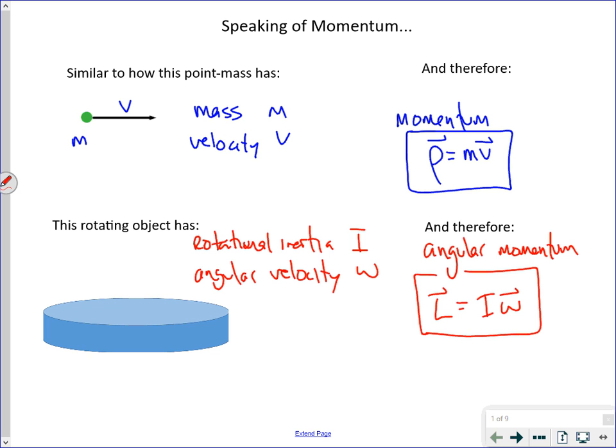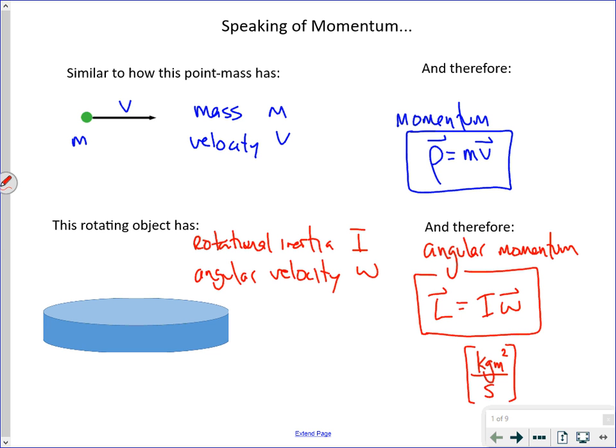Just so we're sure, typical units for angular momentum: you remember that rotational inertias are typically some fraction of mr squared. And so m r squared, omega measured in radians per second, but the radians don't really count as a unit. So there's your units, kilogram meters squared per second.